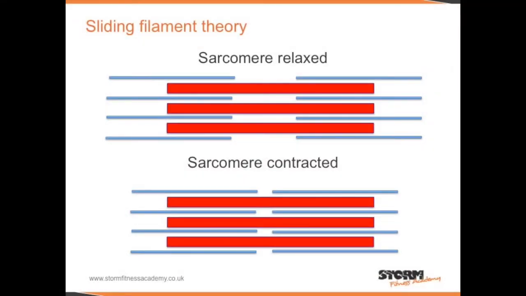Here we have 2 diagrams, one of a sarcomere that is relaxed, one of a sarcomere that is contracted. In the first diagram, you can see that the actin and the myosin are further apart. In the second diagram, you can see that the myosin and the actin are closer towards each other. This is because during sliding filament theory, when the muscle contracts, myosin attaches itself to the actin and pulls it towards it. When this happens, the actin slides over the myosin, causing the whole muscle to contract or to shorten.